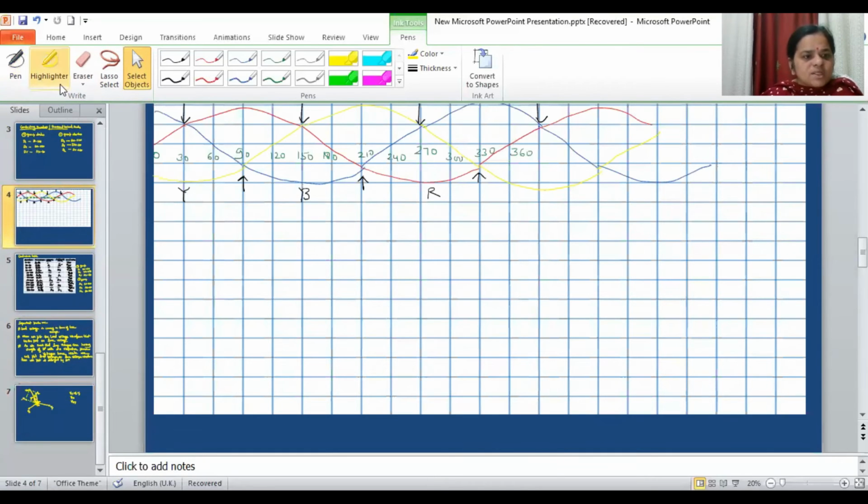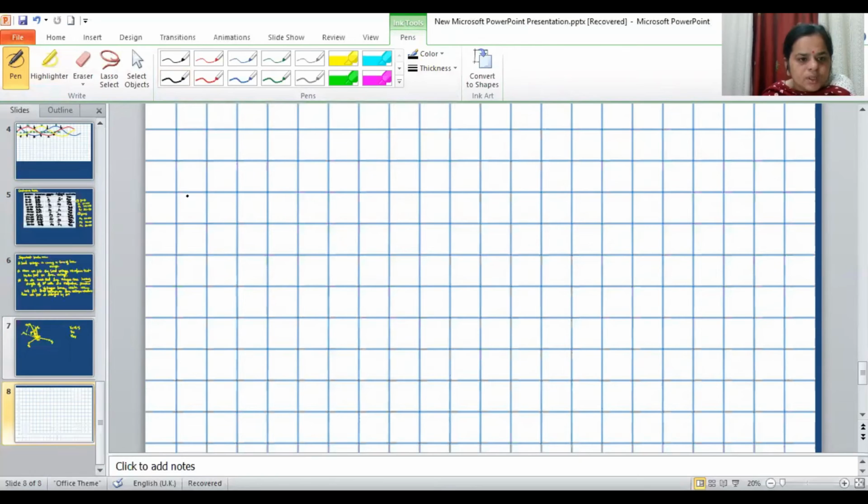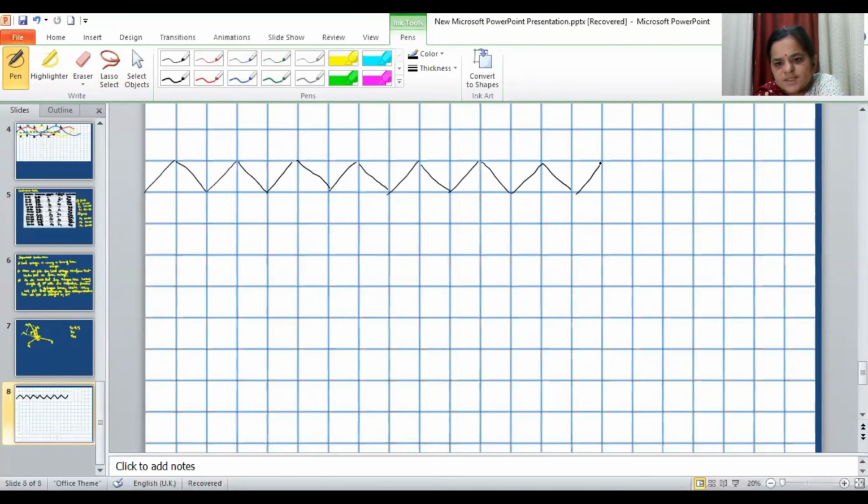I am directly plotting here. So let us draw the line voltages. This is the way of plotting line voltages. First make that kind of boxes. I am telling you how to plot the line voltage. This is the easiest way of plotting the line voltages.